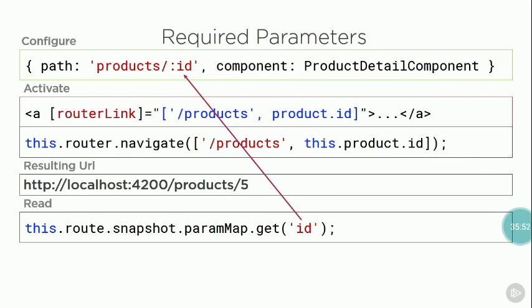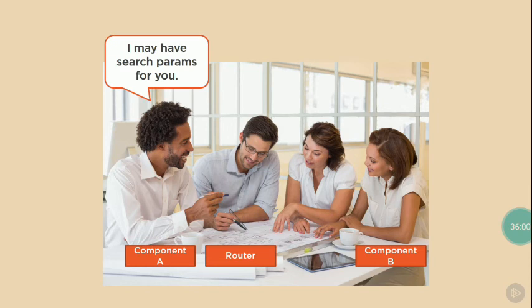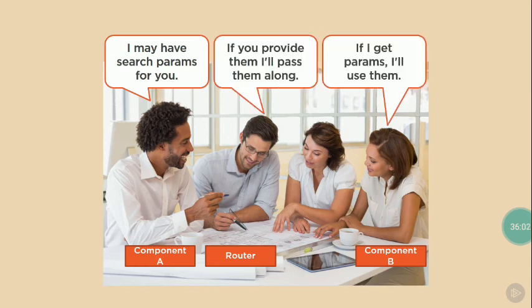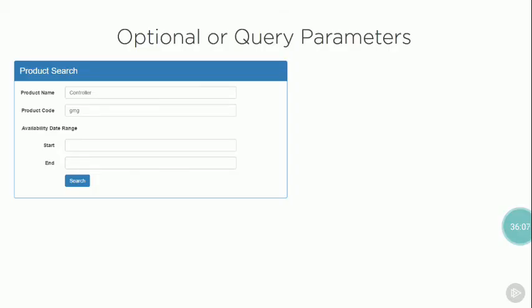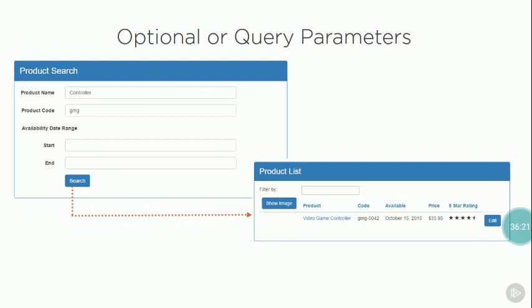So this is how we set up and use required parameters, but there are other types of route parameters we can use. Sometimes we want to communicate optional information on a route. We do that using optional or query parameters. For example, here is a product search page we could add to our sample application. Using this page, the user can specify any desired search criteria. We then pass the entered criteria along to the product list page. We don't want to make each of these elements required, so using optional or query parameters is a better choice.